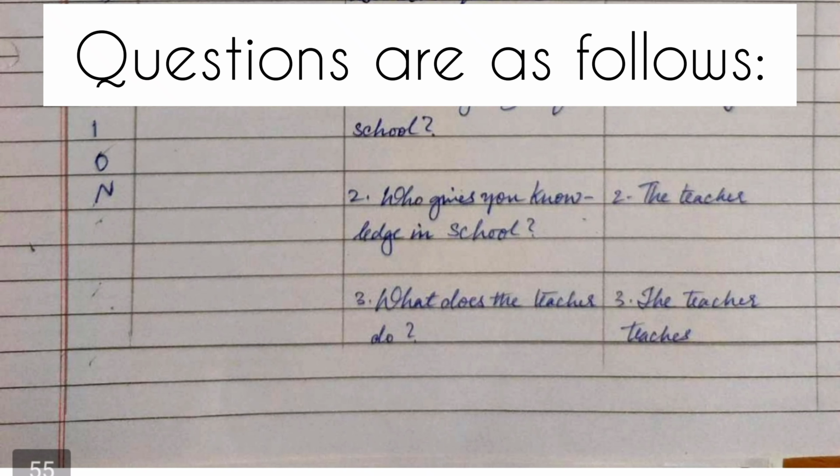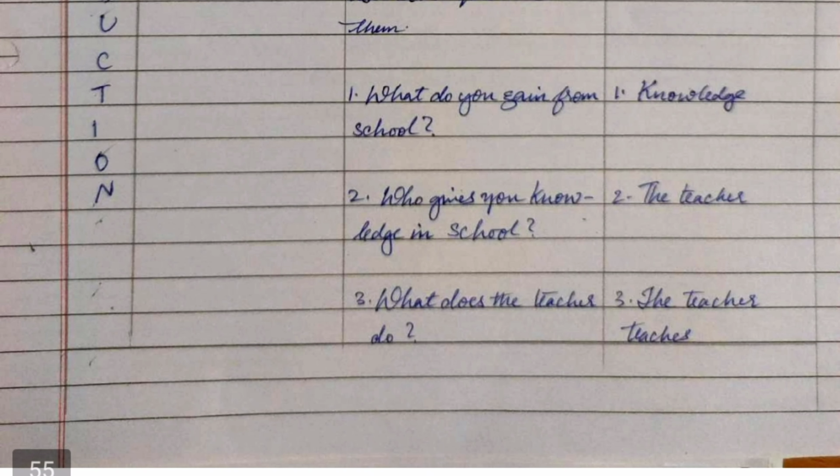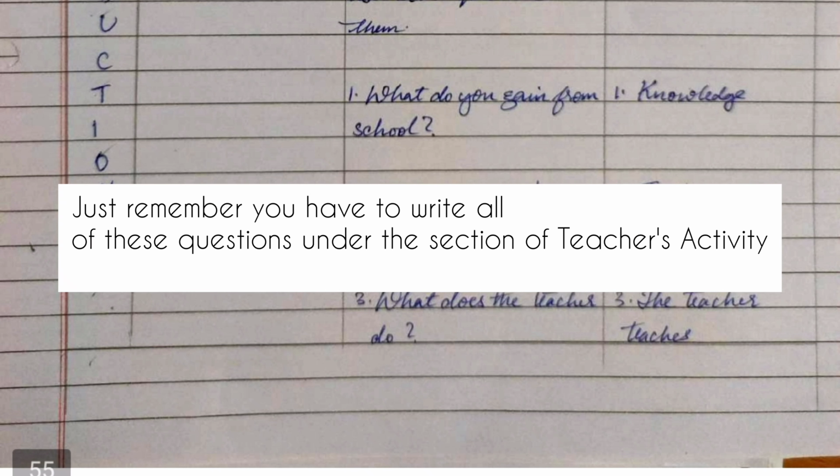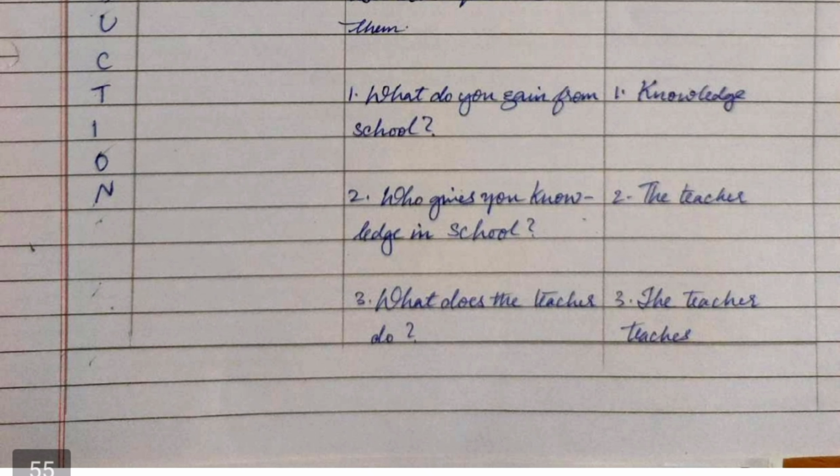Questions are as follows. Number 1, what do you gain from school? Number 2, who gives you knowledge in school? Number 3, what does the teacher do? Just remember, you have to write all of these questions under this section of teacher's activity. All the answers you have to write under this section of pupil's activity, and you have to write each answer against each question. So answer number 1 is knowledge, number 2 the teacher, number 3 the teacher teaches.